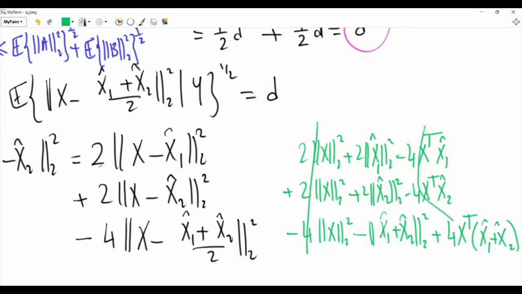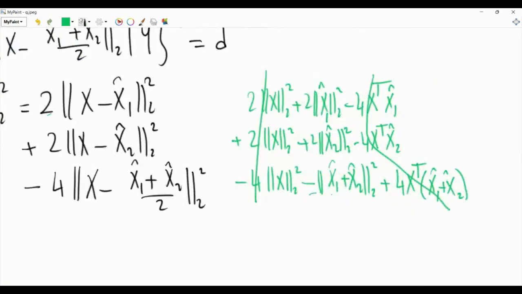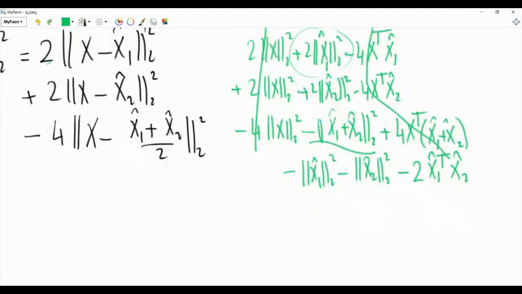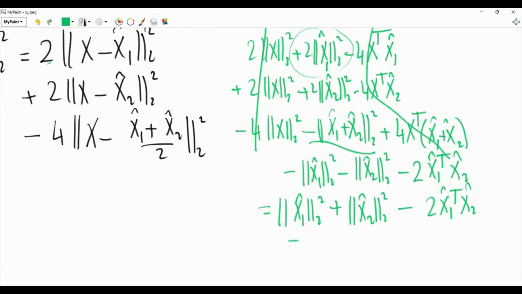Those terms cancel. Those terms cancel. And then if we expand this one, it gives us minus the L2 norm squared of x1 hat, minus the L2 norm squared of x2 hat, and then minus 2 x1 hat transpose x2 hat. We have here 2 times the L2 norm squared of x1 hat. And so the final result will be the L2 norm squared of x1 hat. Similarly, we have the L2 norm squared of x2 hat. And then we have minus 2 x1 hat transpose x2 hat. And this is exactly the L2 norm squared of the difference.